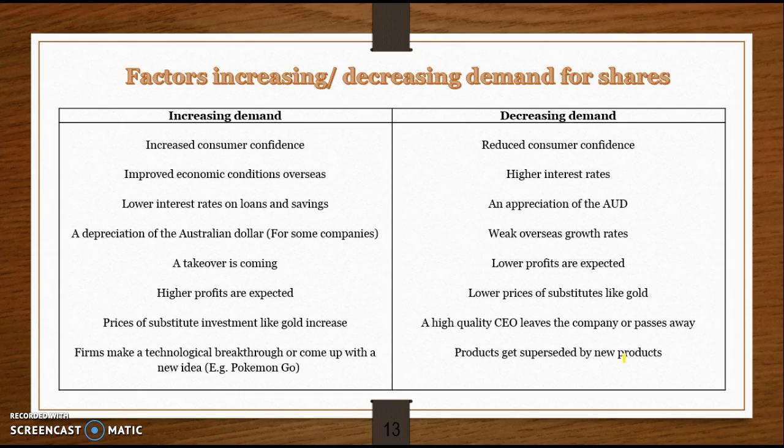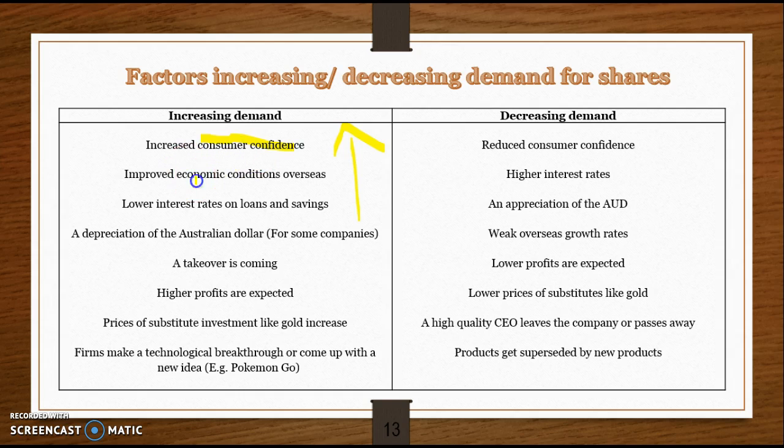And finally, just looking at some factors that can increase and decrease the demand for shares. So basically, what you need to think about is the demand for shares will increase when more people want to invest in companies because they think companies are going to make money. So if consumers are confident, they generally spend more money, and therefore share prices go up because people are spending and their companies are making higher profits.